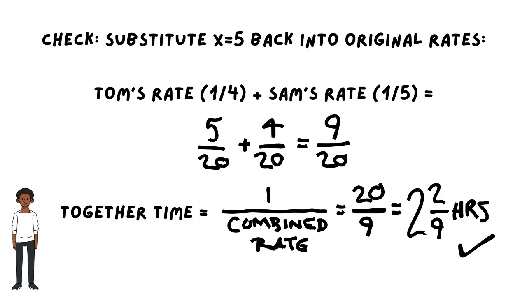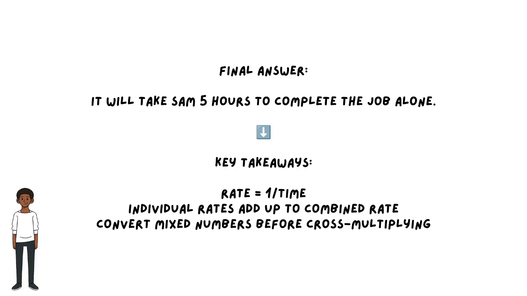Now let's do a quick sanity check to make sure this answer makes logical and mathematical sense. If Tom works at 1/4 of the job per hour, and Sam works at 1/5 of the job per hour, their combined hourly rate is 5 over 20 plus 4 over 20 equals 9 over 20 of the job per hour. Inverting 9 over 20 to find their time together gives 20 over 9 hours, which is exactly 2 2/9 hours. Our solution is completely verified. It will take Sam exactly 5 hours to complete the entire job working by himself.